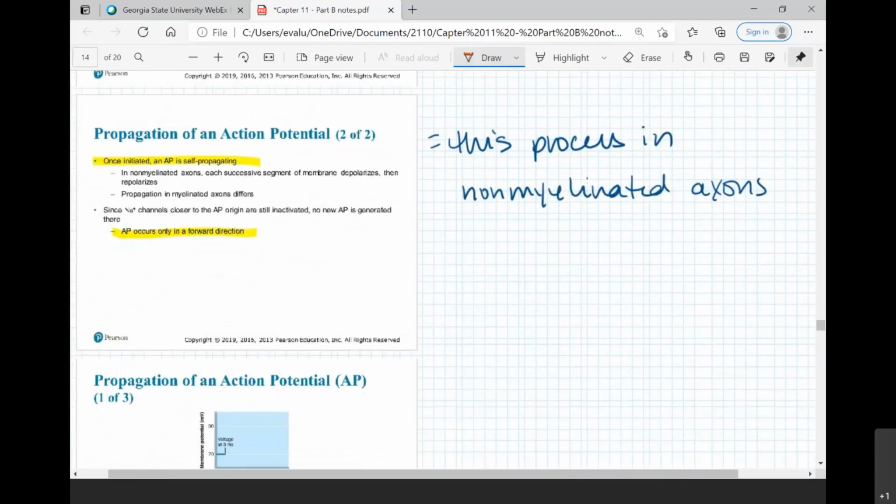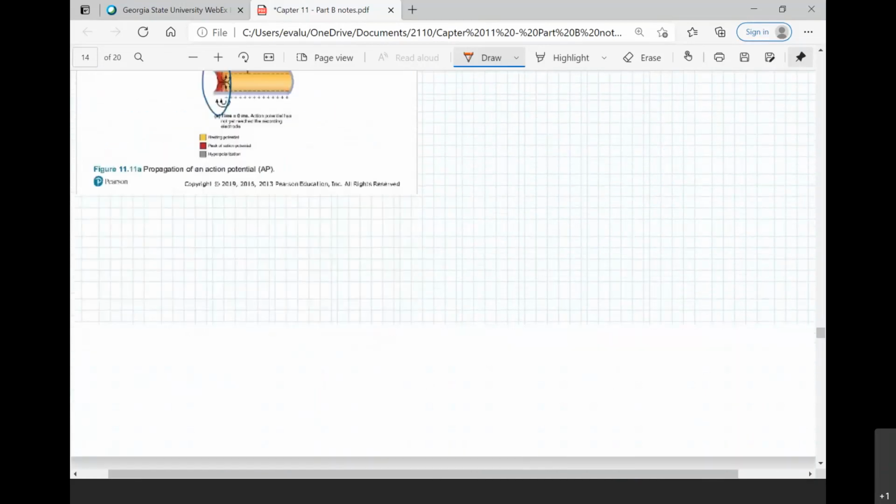One thing to note, this process will only occur in a non-myelinated axon. So just keep that in mind. We're going to talk about that in a little bit. Also remember that an action potential only occurs down the axon. It will never go backwards up to the cell body. It's one directional and one directional only.